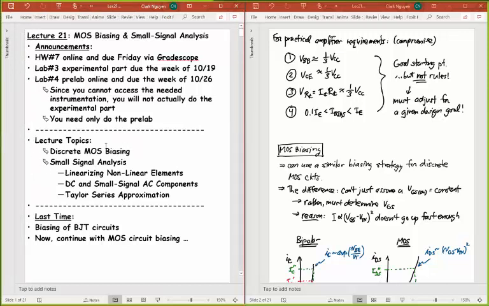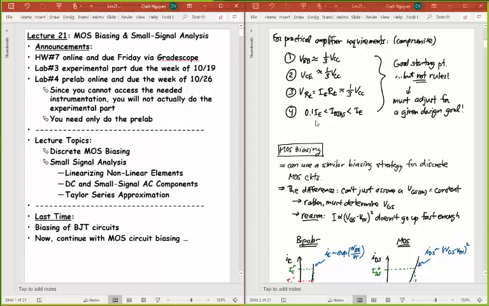Today we're doing discrete MOS biasing, then small signal analysis. If we can get to it, what I'm going to do is more MOS biasing than I've done in the past, because I've seen in the past that students have some difficulty with it since it's a bit different than the bipolar biasing. And so let's get to that.